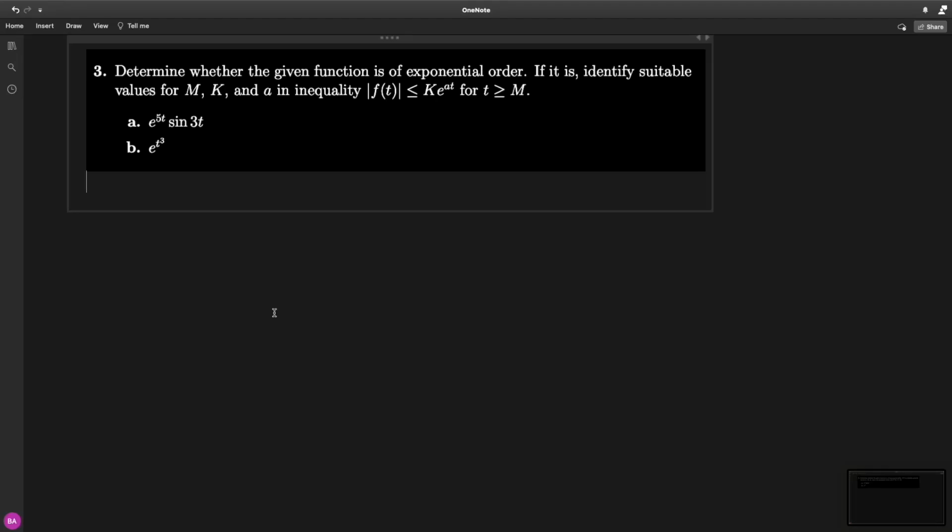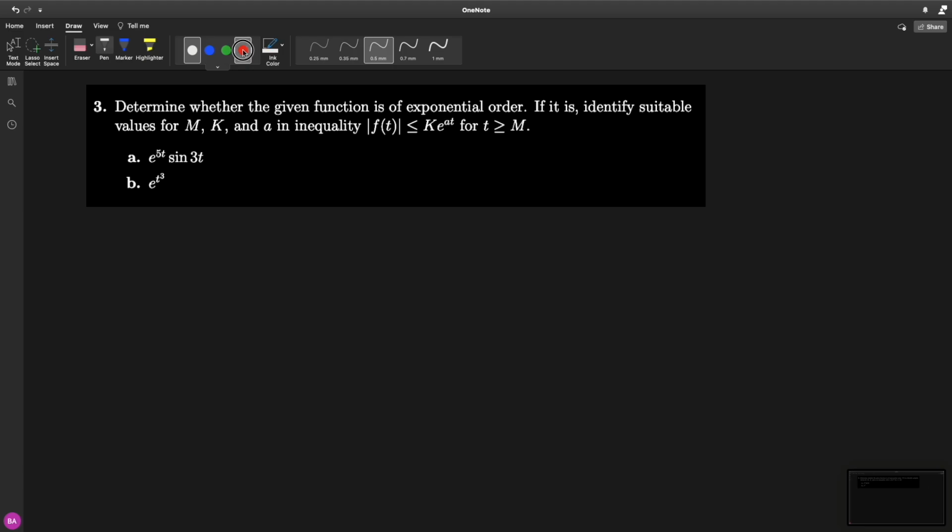In this question, what we want to do is determine if each of these functions are of exponential order. So what that means is if we can find values m, k, and a such that this inequality is true for all t greater than or equal to m, then this function is not of exponential order. And if we can't find any values m, k, and a, then the function is of exponential order. Okay, so let's start with the first part here, part A.